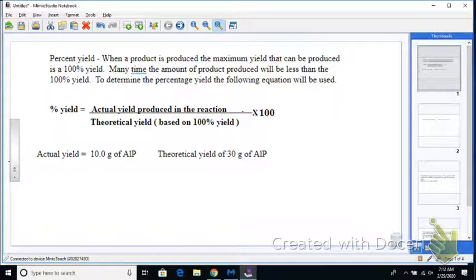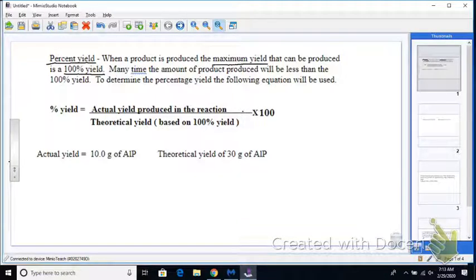Okay, what we're going to do is look at this idea called percent yield. What it means is, when you make a product, there's always going to be a theoretical yield. We'll call that theoretical yield the maximum you can get out of the reaction. Ideally, if everything reacts the way it's supposed to, we're supposed to get 100% of the product, kind of like a test.